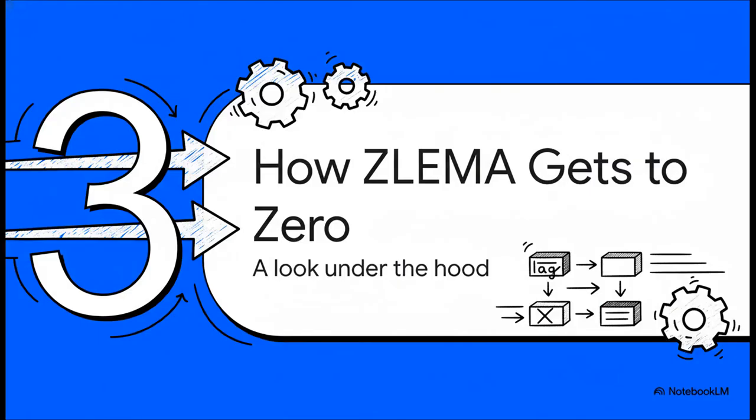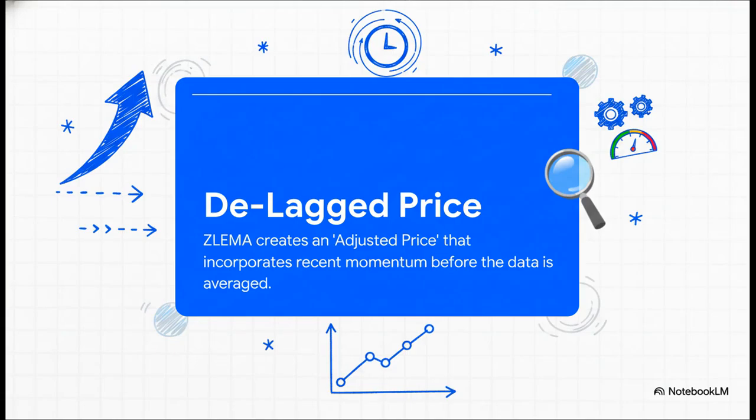Okay, on to how ZLEMA gets to zero. Let's take a look under the hood of the calculation. So, how does this thing actually pull off its zero lag trick? Well, it all comes down to a really clever adjustment it makes to the data before it even starts averaging. The core concept, really the secret sauce here, is what's called the delagged price. See, instead of just using the current price like a normal average would, the ZLEMA first creates a special adjusted price.